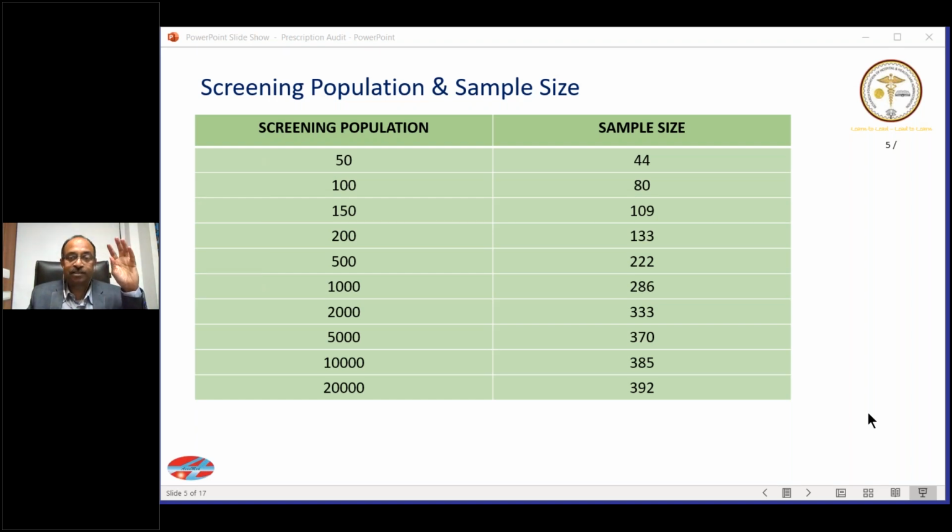I hope everyone is getting it. If somebody is not getting it, this is where maximum confusion lies. The rest of it is very simple. So we have to take 400 samples out of the 12,500 total prescriptions that we have. Till this point, no issue? Clear, sir. No issues. Okay. Now the next is which 400 prescriptions you will pick up.